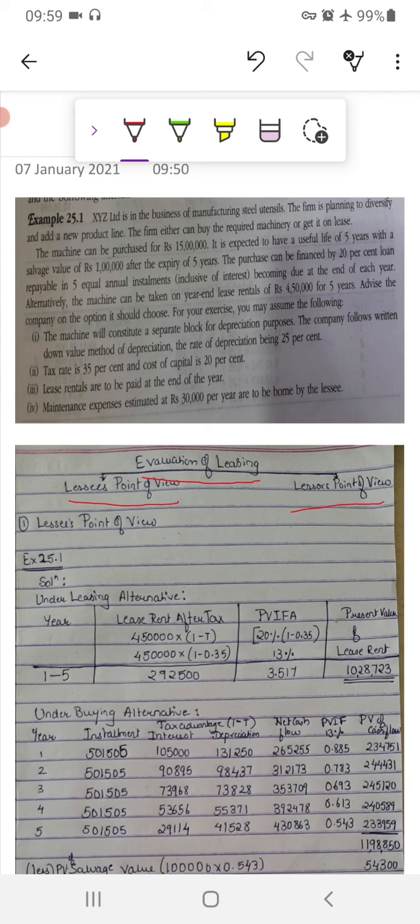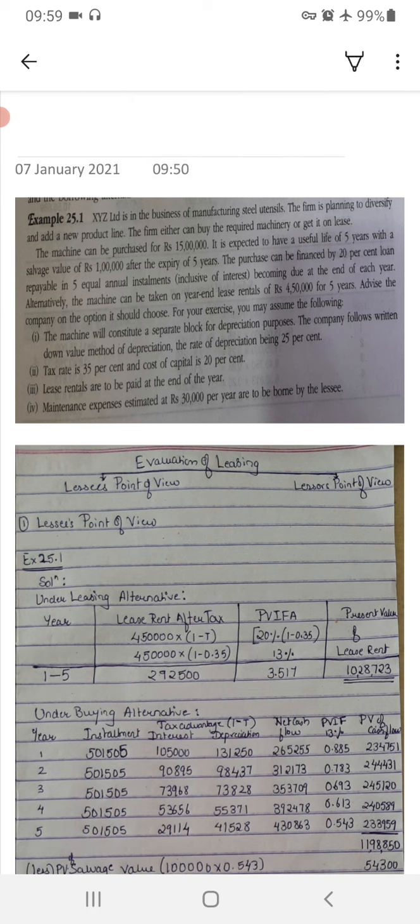In the theoretical classes, we have already studied who is a lessee and who is a lessor. Lessee is a person who takes the assets or goods on lease, and lessor is a person who is the owner of that particular asset or good. So with this, let's start with the first problem, that is problem number 2.51. I'll just read out the problem for you.